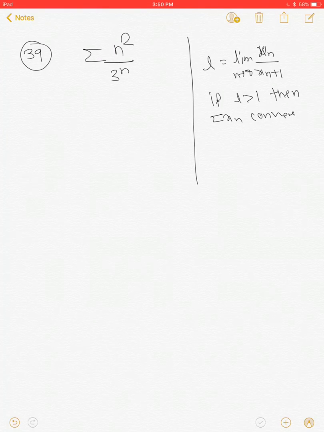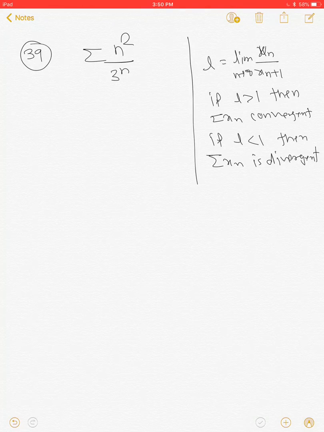convergent. If L is less than 1, then the series xn is divergent, and for L equal to 1, the test is inconclusive.